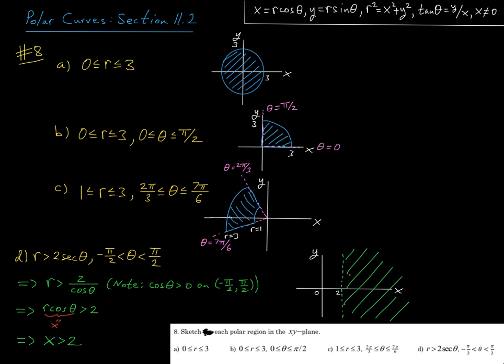And so this polar region is this half plane that consists of all points to the right of this vertical line, x equals 2. All right, well, that's going to do it.